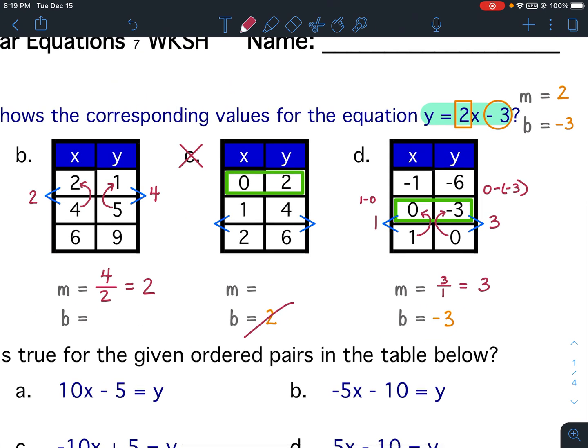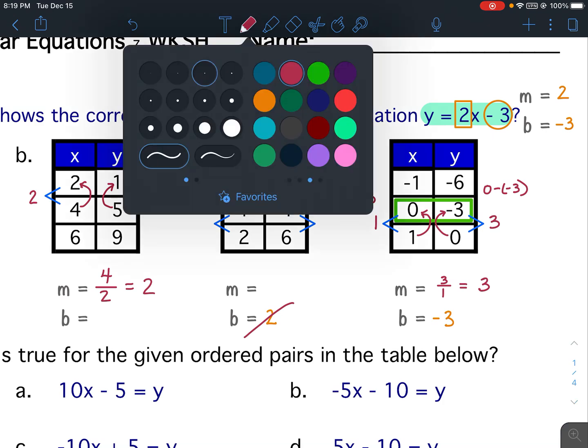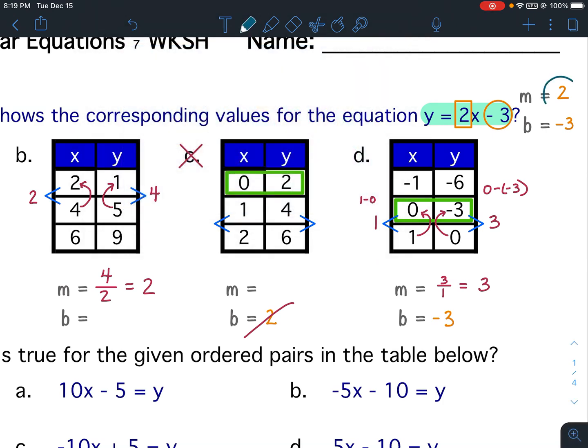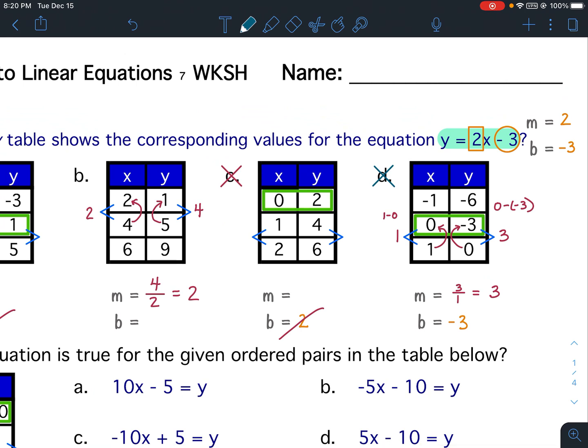Well, my slope needs to be a positive 2. And this is the 3 right here. Therefore, D isn't my answer either. So that means by process of elimination, the only one that could possibly be the answer is B.